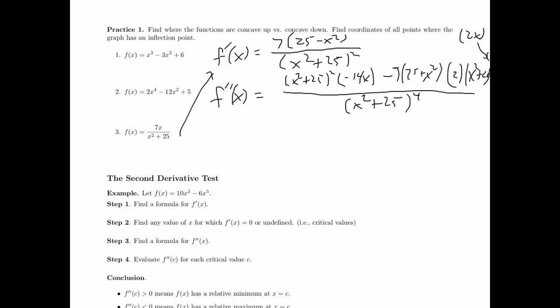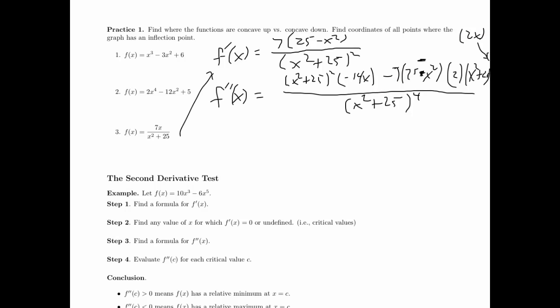This is supposed to be a minus sign here. That's a minus. Sorry about that. But there's an x squared plus 25 here, there's an x squared plus 25 here, and so I can actually factor an x squared plus 25 out of this thing, which will cancel with one of these things down here. There's a minus 14x, and you can see I have minus 7 times 2x with a minus 14x sitting there, so I'd be able to factor that out.